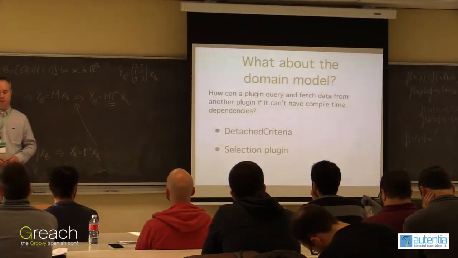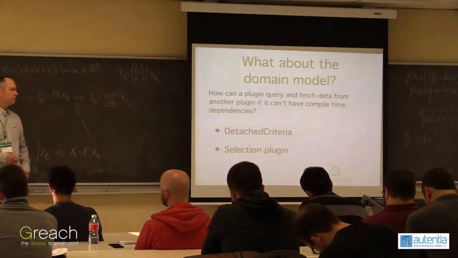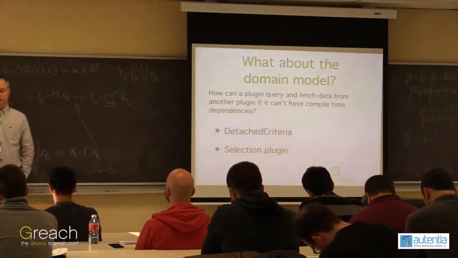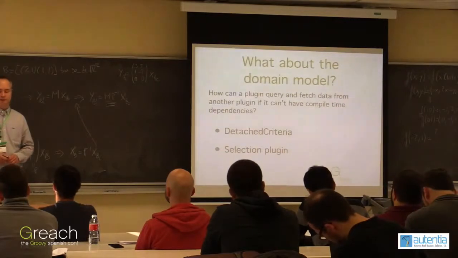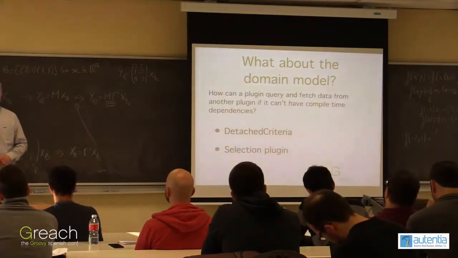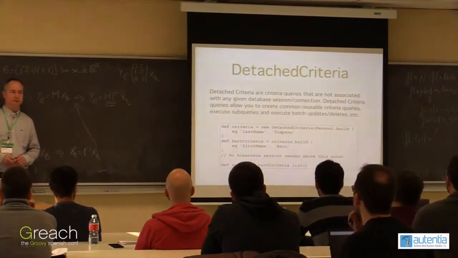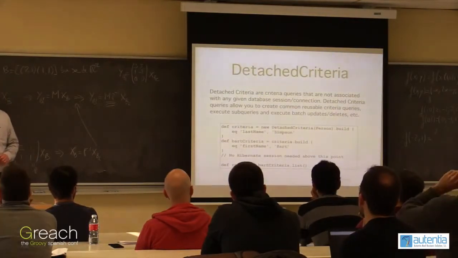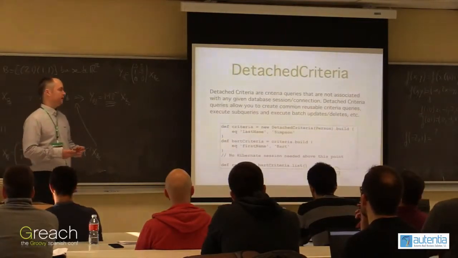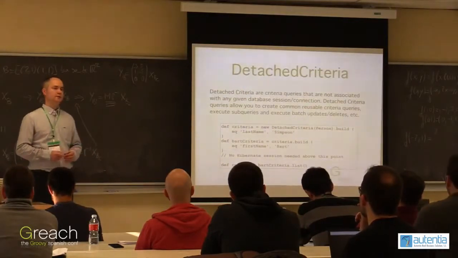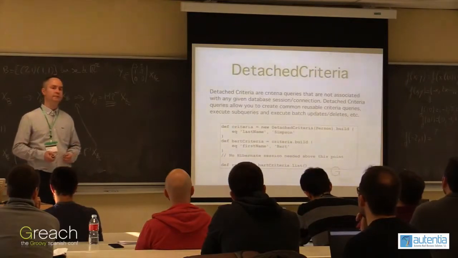But what about the domain model? How can you fetch data from other plugins when you're not allowed to have compile time dependencies to other plugins? Well, you can use the detached criteria. That is included in Grails. And detached criteria is a normal criteria API, but you don't need a connection to the database or have any session when you create the criteria.